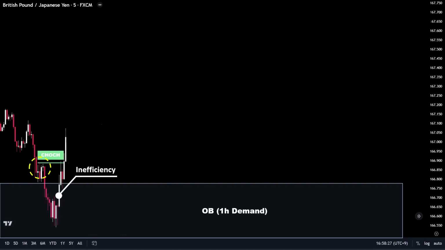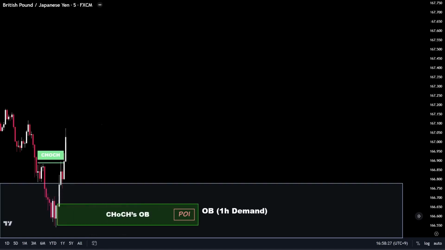Additionally, we can identify the order block generated by the choch wave, highlighting a significant point of interest. Furthermore, we notice the presence of this VSR pattern, indicating a strong rejection from the higher timeframe's demand zone. This pattern adds further confirmation to our entry decision, suggesting that this zone presents a higher probability for a long position. With these confluences aligning, we have increased confidence in our trade setup.